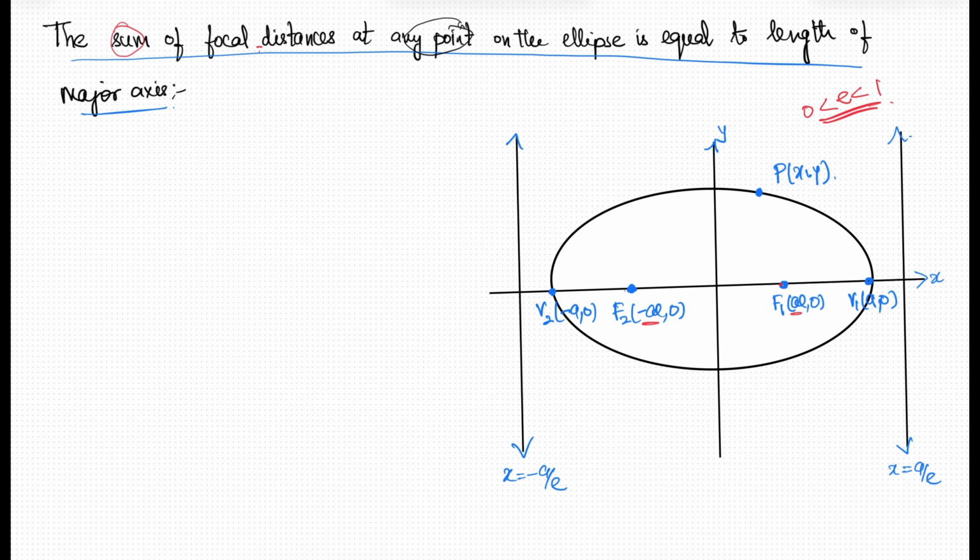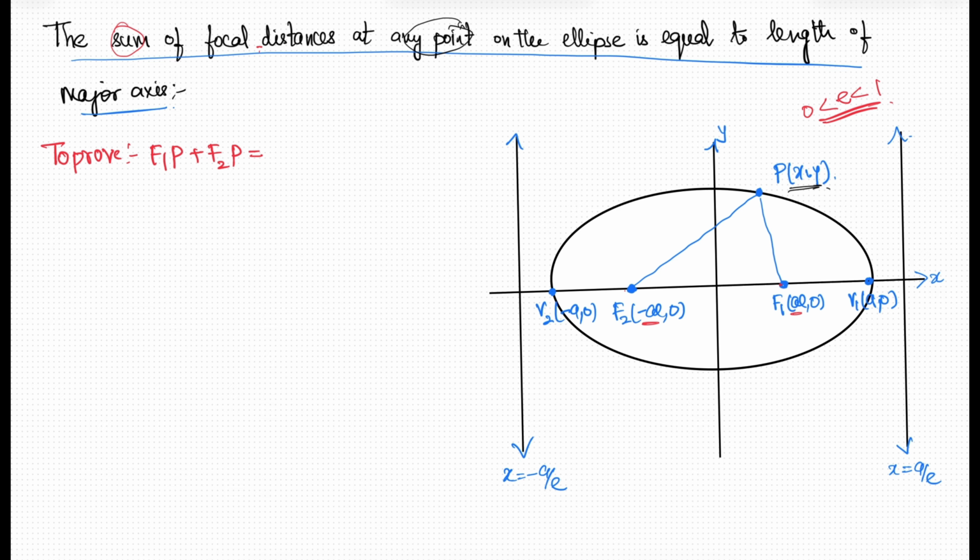So here we are going to have a point on the ellipse and I'm marking it as P(x, y). What we mean by focal distances is that we have to join the F2 point with P and then the F1 point with P. So these are the focal distances. The focal distances are F1P plus F2P, which is equal to the length of its major axis.